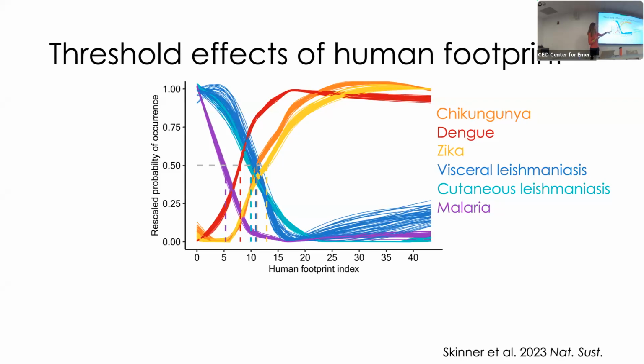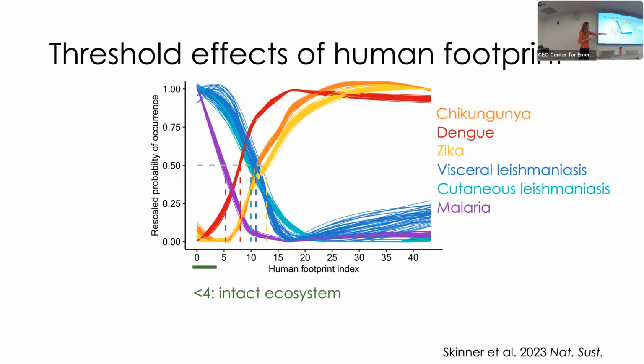By contrast, these 3 diseases that are transmitted by Aedes aegypti, the urban vector, really increase with human footprint. We don't see them in the more intact environments, and we start to see them as we exceed this threshold of human footprint. So let's dive a little closer into what these different values of human footprint actually mean.